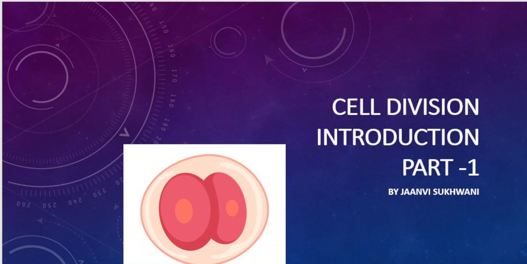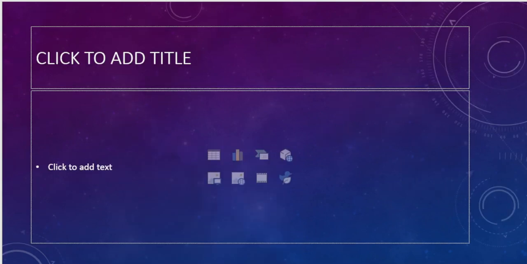If you can see on the screen, I have shown one image. In this image, you can see there is one cell but it has two nuclei, which are actually dividing. Can you see this? Today we are going to see what cell division is.